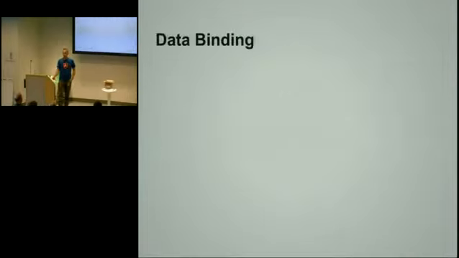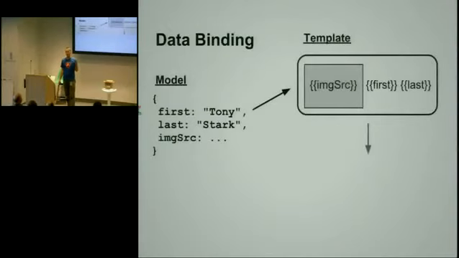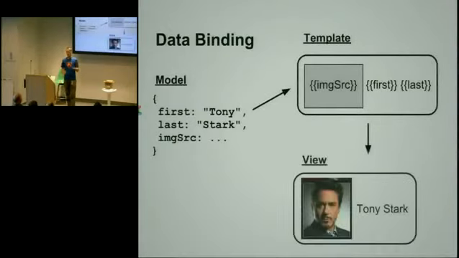So data binding is a really cool concept, which allows you to take your model, bind it to a template, and then render a view out of it. But that's not it. It's not just a one-time transformation. It's something that is continuously living. And when you change a model, the view will automatically update for you. This is the true power of data binding.